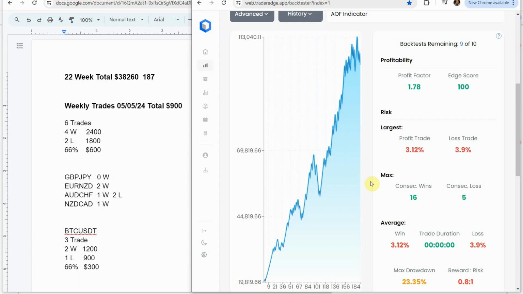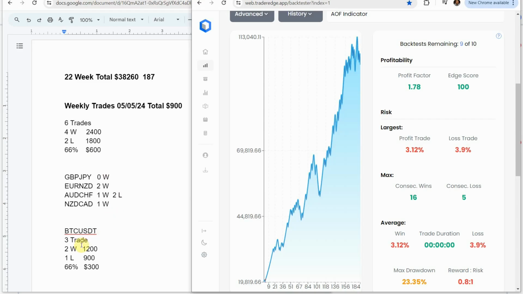Alright, let's go ahead and go over the weekly signals. So this is using the Academy of Forex indicator on these 4 Forex pairs and this one crypto coin. This is on the 30-minute time frame. Each week we keep track of the signals or the trades the Academy of Forex indicator has signaled. And so this last week on the Forex pairs, we had 6 trades all together. Out of those 6 trades, we had 4 winning trades and 2 losing trades, putting it at a 66% win rate. That would have been a gain of $600.